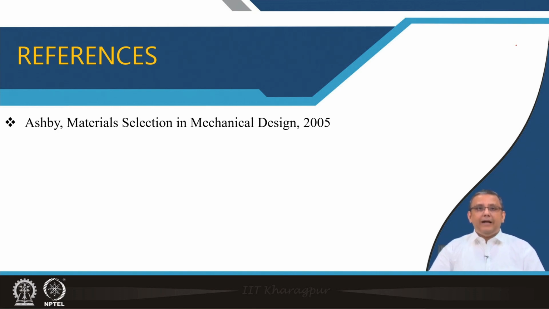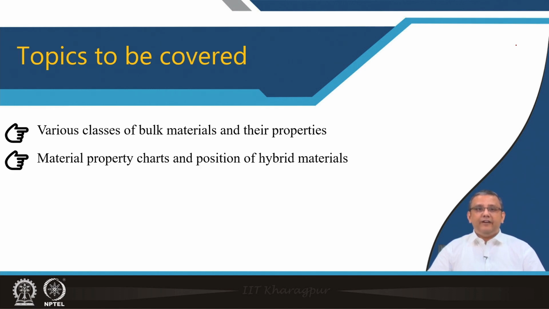The textbook by Mike Ashby, Materials Selection in Mechanical Design, has been referenced for the lecture slides in this lecture, and in the next lecture we will cover the various classes of bulk materials and their properties. That means we will show why hybrid materials are important, what the limitations of the bulk materials are, and we will also give a basic introduction to material property charts and the position of hybrid materials, which will be covered in more detail in future lectures.